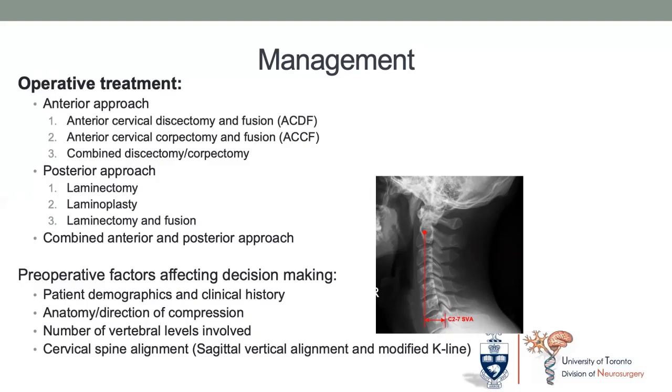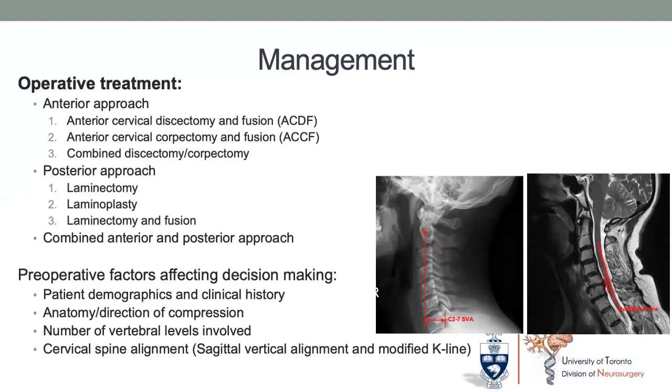The other measuring technique is a modified K-line, which is a vertical line drawn from the mid-C2 spinal cord to the mid-C7 spinal cord on sagittal MRI. If the most ventral aspect of the anterior pathology is within 4 millimeters of the line, then a posterior approach is unlikely to adequately decompress the spinal cord, and an anterior or a combined approach should be considered.